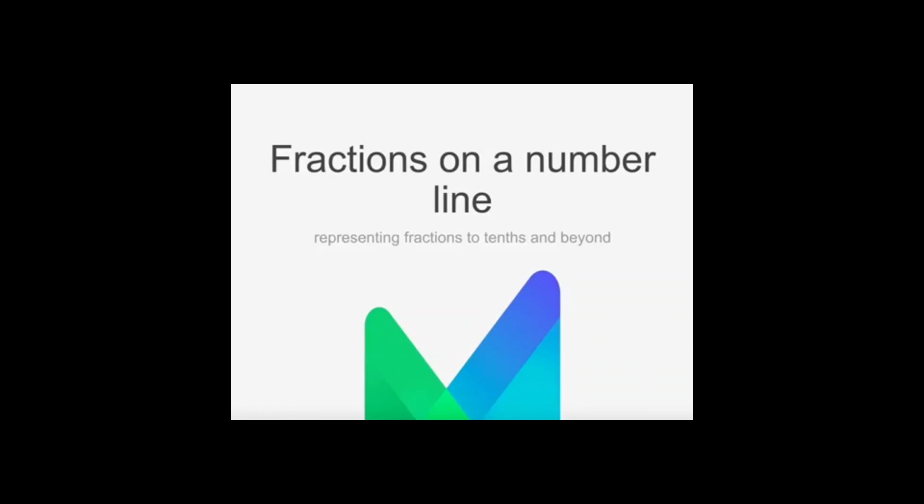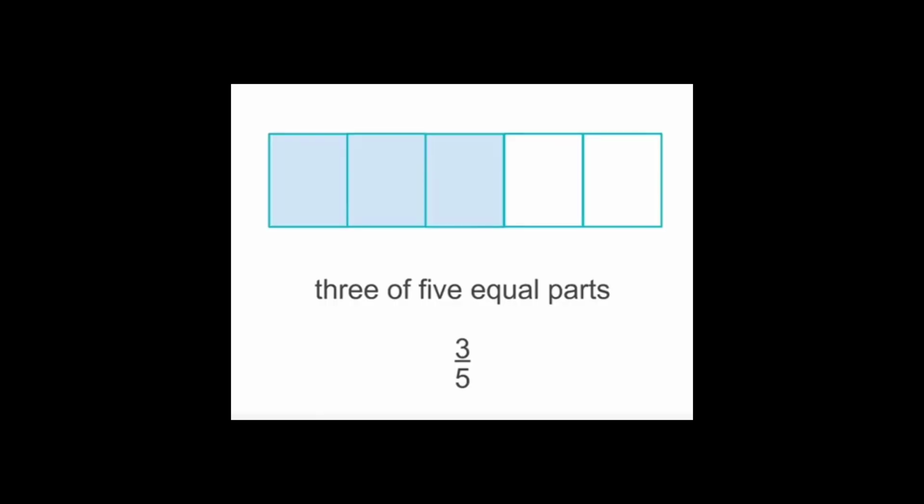Fractions on a number line. We have looked at fractions as regions of a fraction bar. This one is showing 3 of 5 equal parts, or 3/5. We can also think about fractions as points between whole numbers on the number line.